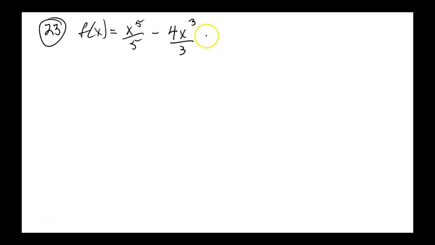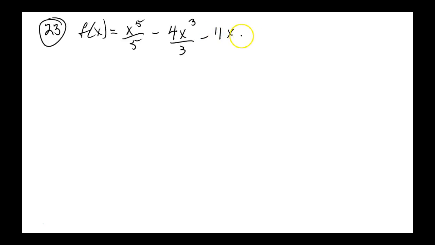Okay, 23. What values for x does f of x equal x to the 5th over 5 minus 4x to the 3rd over 3 minus 11x. Okay, wait just a second, I'm behind.